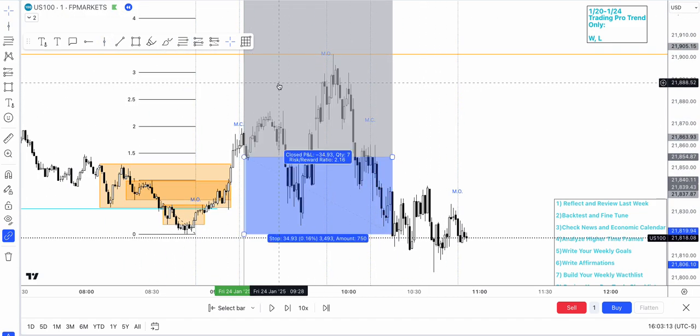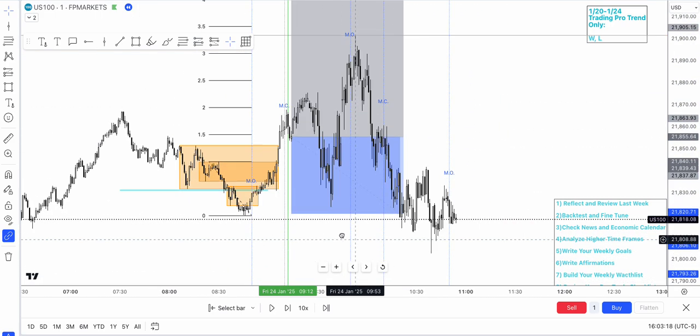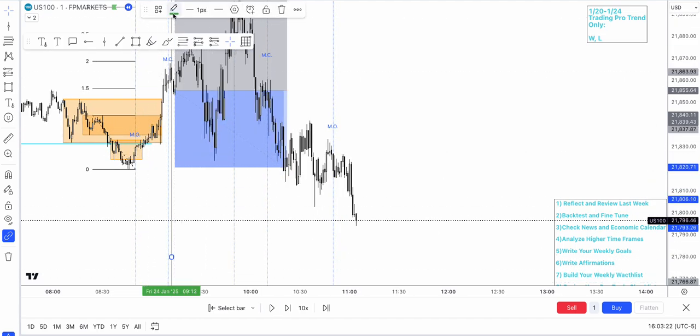Just kind of look at it for sometimes cleaner moves, but yeah, that's a pretty big range. It seems like a big range move at least. But yeah, I'll mark it as a loss. Change that color.